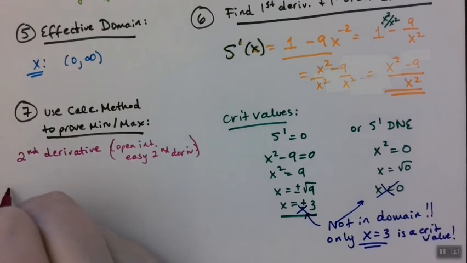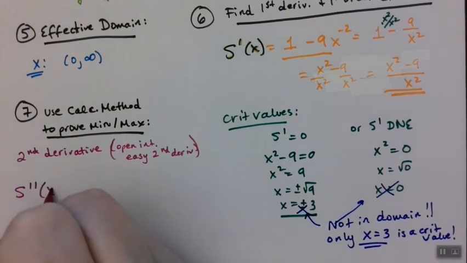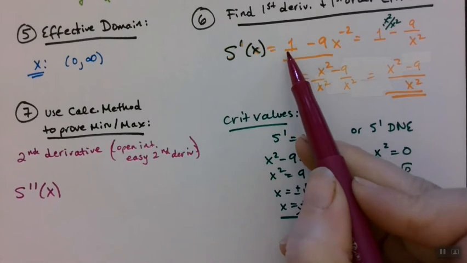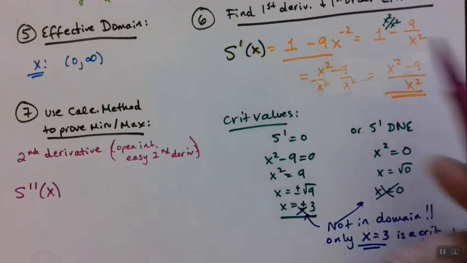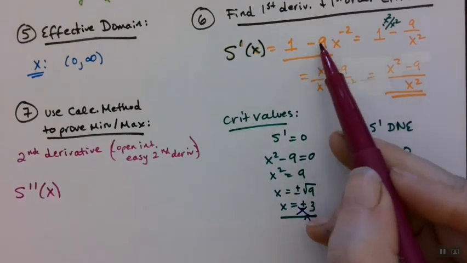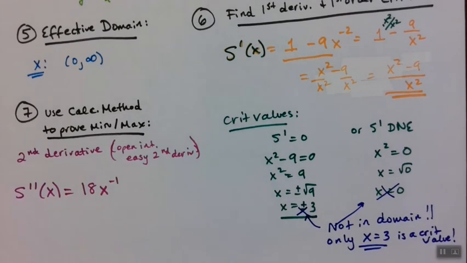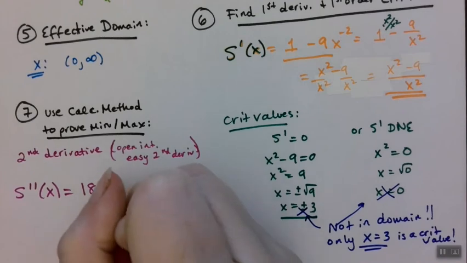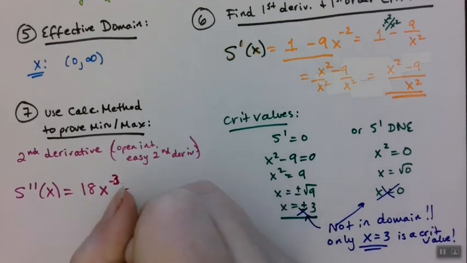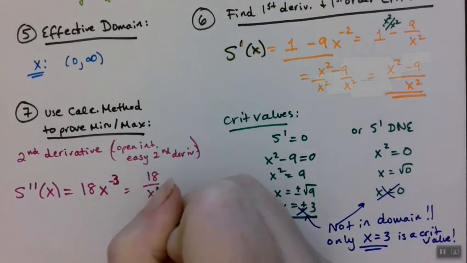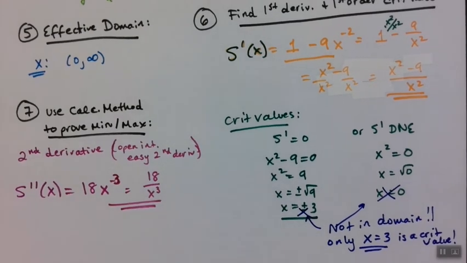Okay, so what is S double prime? Since I said it's so easy to find, that means it must be. So the derivative of 1 is 0, so that's out. And then bring the negative 2 down. So that's positive 18 x to the negative 1. Oh, excuse me, x to the negative 3. We're subtracting 1. Sorry, I got distracted there. So that's 18 over x cubed. That is the second derivative.